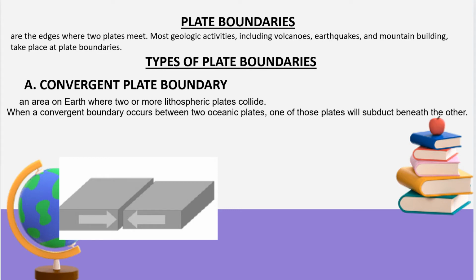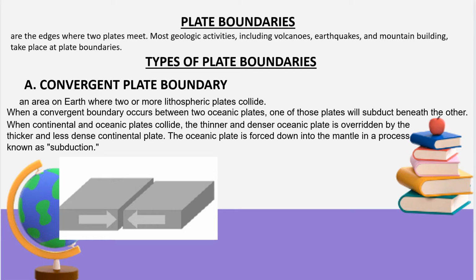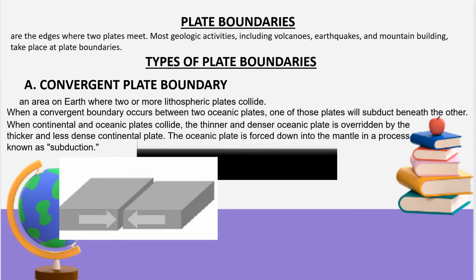So, when a convergent boundary occurs between two oceanic plates, one of those plates will subduct beneath the other. When continental and oceanic plates collide, the thinner and denser oceanic plate is overridden by the thicker and less dense continental plate. So when we say dense, mas magaan, this oceanic plate is forced down into the mantle in a process called subduction. So when we say subduction, it is the oceanic plate forced down, or bumaba papunta sa mantle.